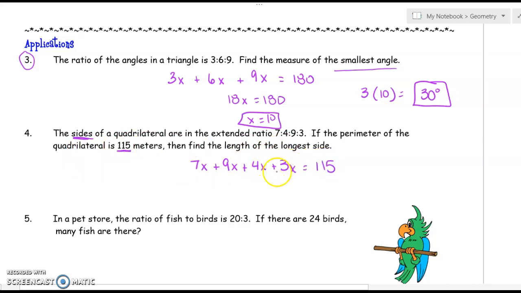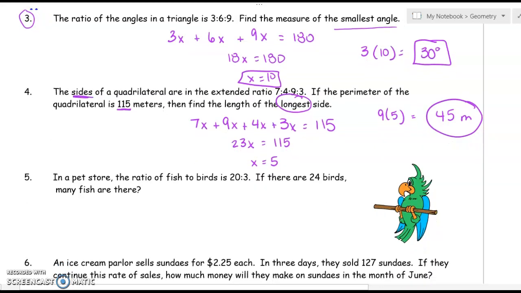When you add up all the x's, you're going to get 23x equals 115. Divide by, sorry, divide by 23, and you get 5. And then it says to find the length of the longest side. Well, between 7x, 9x, 4x, and 3x, 9x is the biggest. So 9 times 5, you're going to get 45 meters. Don't forget units. So meters would be your units.